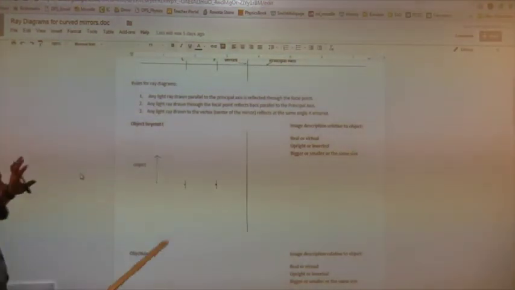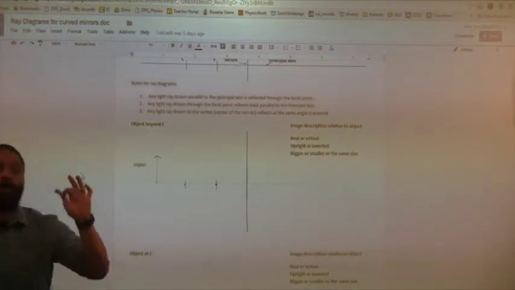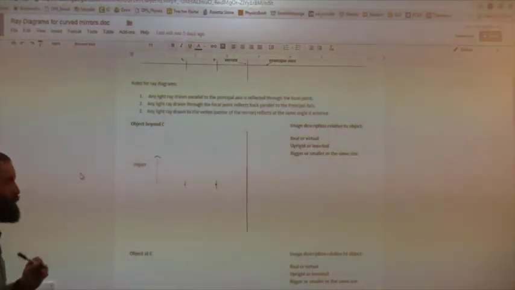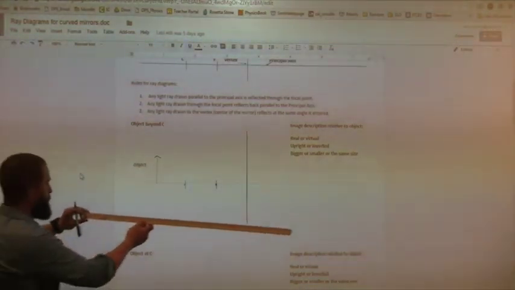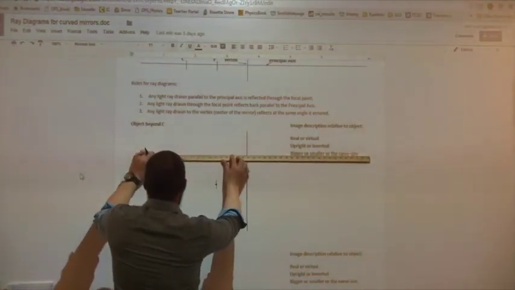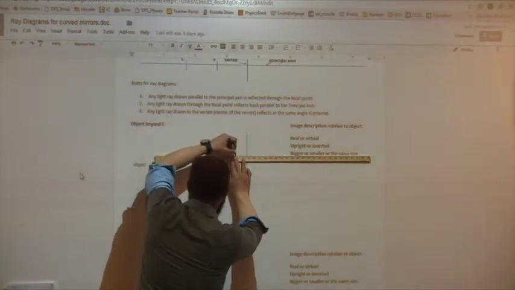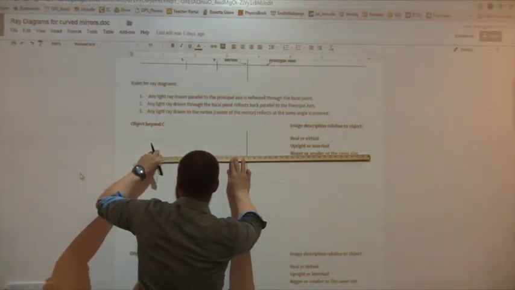Now what I'm going to do is number one right here. I'm going to draw a light ray parallel to the principal axis. The focal point and the center of curvature will always be on the principal axis. So I'm going to draw this parallel to this line right here to the best of my ability.